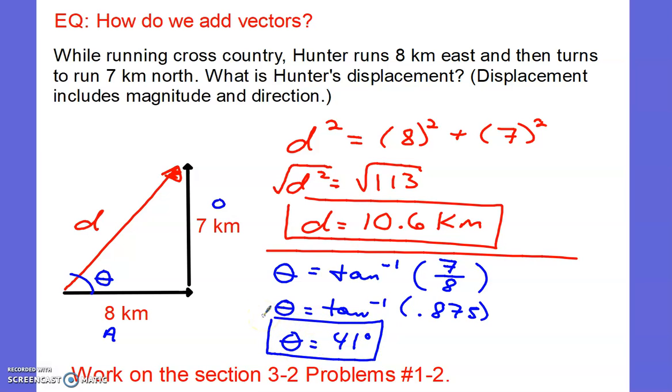Again, if you just have a calculator that has a sine, cosine, or tangent, you put in inverse tangent of 0.875, and it'll give you an answer of 41 degrees automatically.